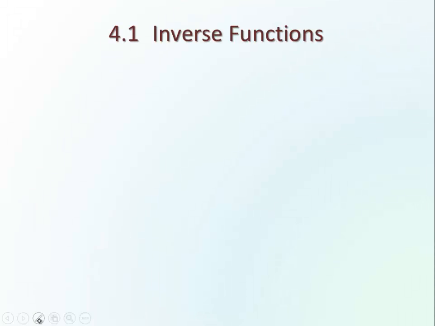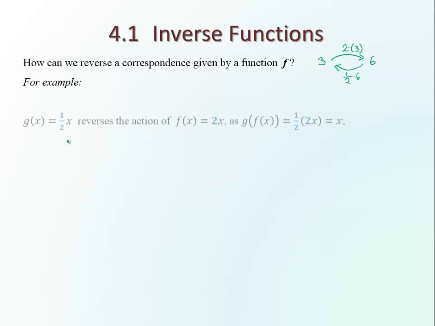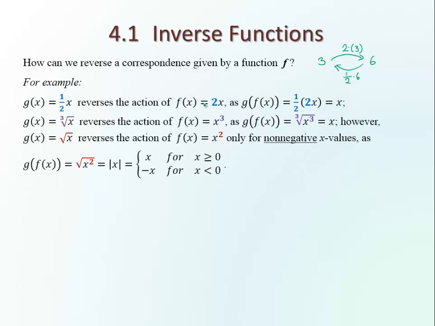This lesson is about inverse functions. How can we reverse a correspondence given by a function f? For example, if we start with number 3 and double it, so our function is really multiplying by 2 times 3 in this case, then we end up with 6. To reverse the operation, what we really need to do is to take half of 6 to go back to 3. So if our function will be 1/2 times x, in this case 6, we end up with 3. So taking 1/2 of x reverses the action of a function f that doubles the x.